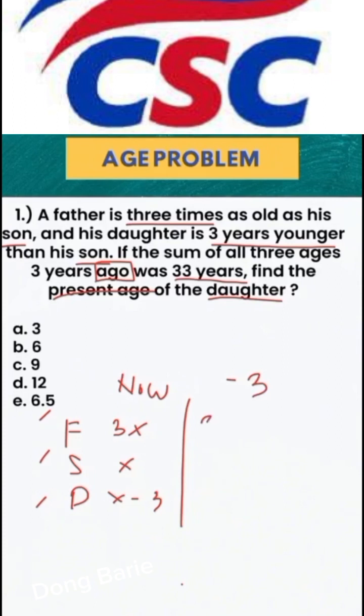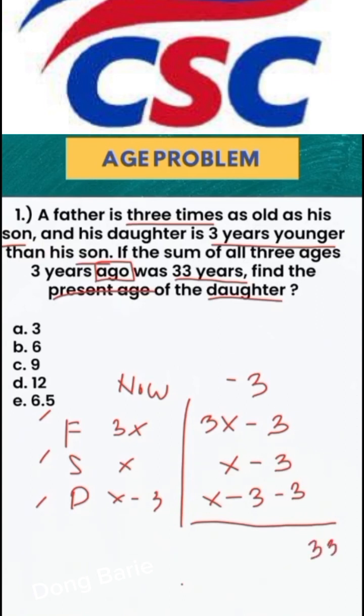Itong father, 3x minus 3. Okay. Yung son, x minus 3. At yung daughter, x minus 3. And didakan pa natin ng 3. Okay. At ang sabi niya, ang total daw niyan ay 33 years. So, the total of this, yung sum nito, ay 33 years.